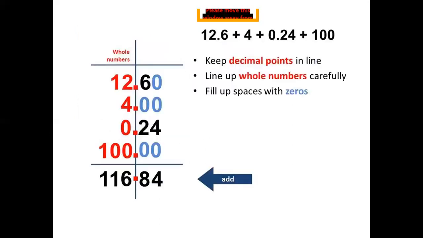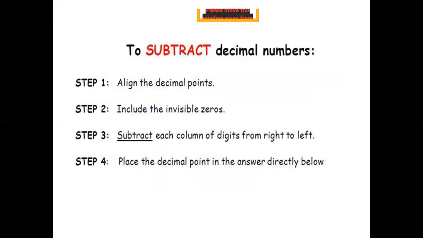Let's see one more example. 12.6 plus 4 plus 0.24 plus 100. Now, in this example, we will keep the decimal points in line. Line up whole numbers carefully. Fill up spaces with zeros. So when 12.60 is added with 4.00, 0.24, 100.00, we get the answer 116.84.